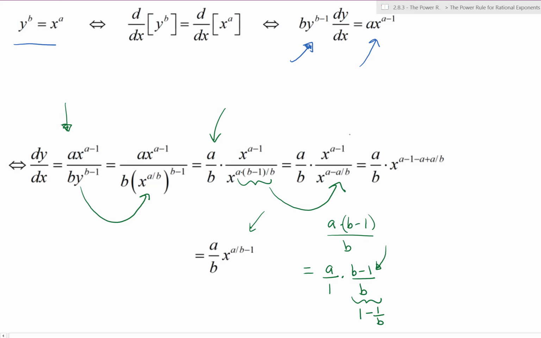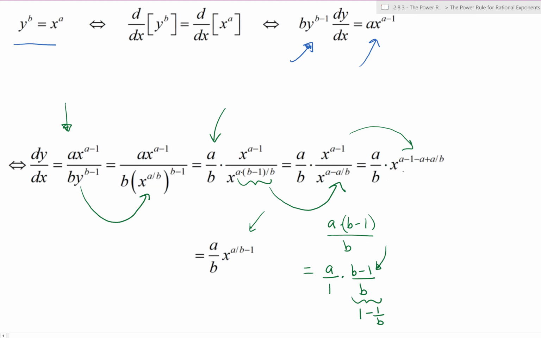In this final step, I got x to the a minus 1 on top and x to the a minus a over b in the denominator. Therefore, I can subtract the denominator exponent from the numerator exponent to get x to the a minus 1 minus a, and then plus a over b, minus the minus.